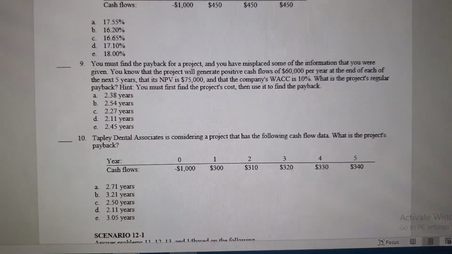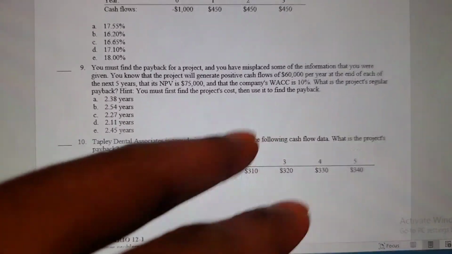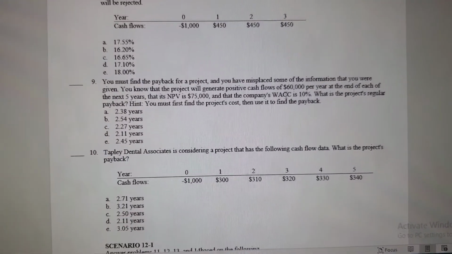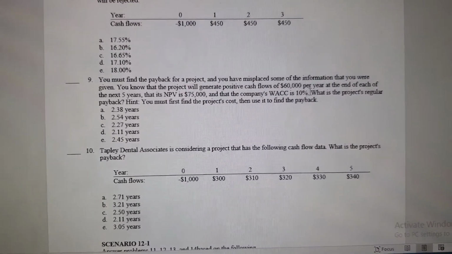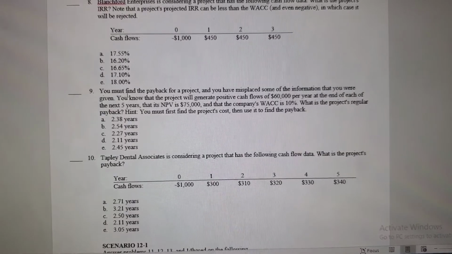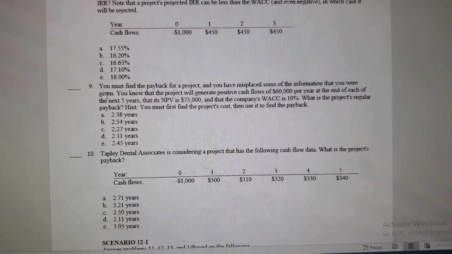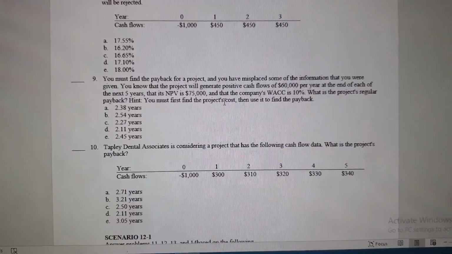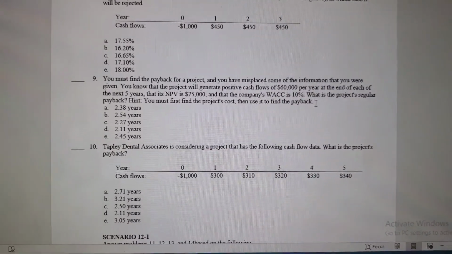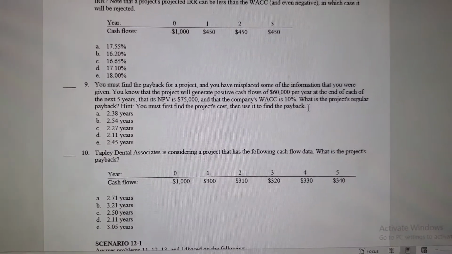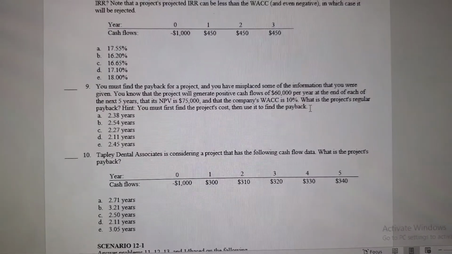So let's look further into the problem. We know that we have positive cash inflows each year of $60,000. They happen at the end of each year and for 5 periods. We are given the net present value and our weighted average cost of capital. So first we have to determine the project's cost in order to calculate the payback period.